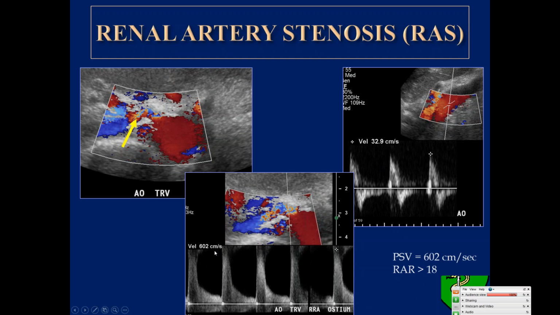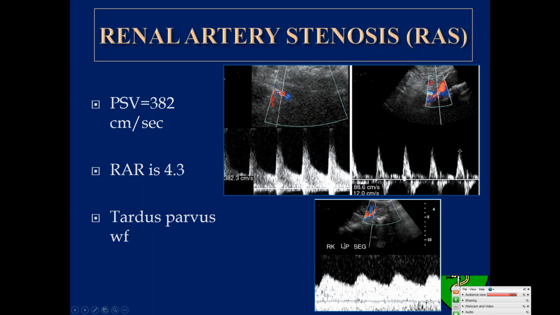Again, this is an example of renal artery stenosis where we have aliasing within the vessel. We have a very high peak systolic velocity in the origin of the right renal artery, up to 602 centimeters per second. And when compared to the aorta, the aorta has very low peak systolic velocities at the level of the main renal vessels. When you calculate the ratio, then you have an almost over 18 ratio. Both of these criteria would comply with diagnosis of renal artery stenosis, and then there should not be any question about it. In this example, we see not only elevated peak systolic velocities and high ratio, but also presence of Tardus parvus waveforms in segmental vessels.